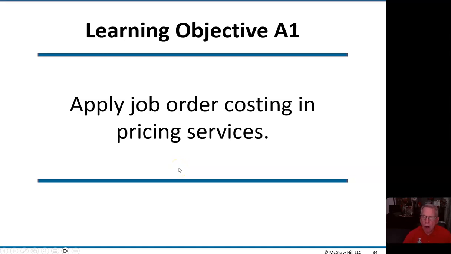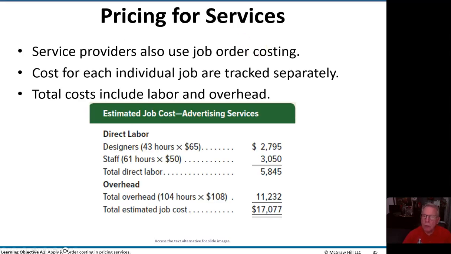Now, applying job order costing in pricing of services. Here, the service providers also use job order costing, as we just described, and the cost for each individual job is tracked separately. So total costs include labor and overhead. This would apply for, let's say, a law firm where you have lawyers working on a job, and you have secretaries working on a job, and you have some paralegals working on some jobs, etc. So they would have overhead and labor.